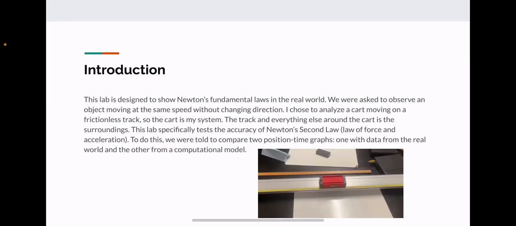This lab is designed to show Newton's fundamental laws in the real world. We were asked to observe an object moving at the same speed without changing direction. I chose to analyze a cart moving on a frictionless track, so the cart is my system. The track and everything else around the cart is its surroundings. This lab tests the accuracy of Newton's second law of force and acceleration.